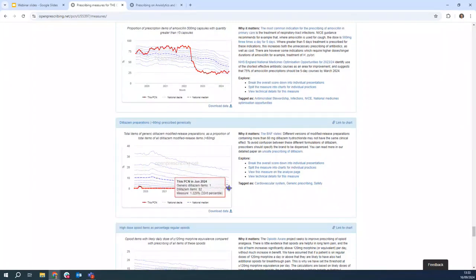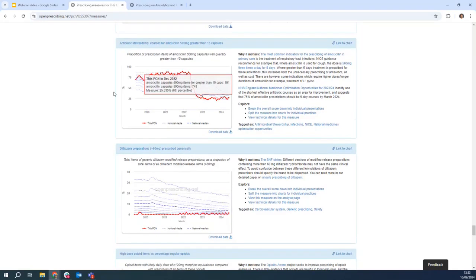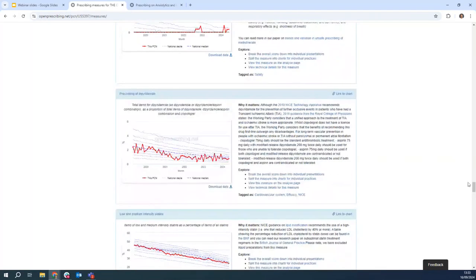So things like, I don't know, diltiazem greater than 60 milligrams prescribed generically. There might be small differences between brands, so ideally you should be prescribing a specific brand of diltiazem modified release. There's one item every couple of months. So that's probably one patient that needs just a quick review and changing to a brand specific prescription. Right, okay, so that's the standard measures.